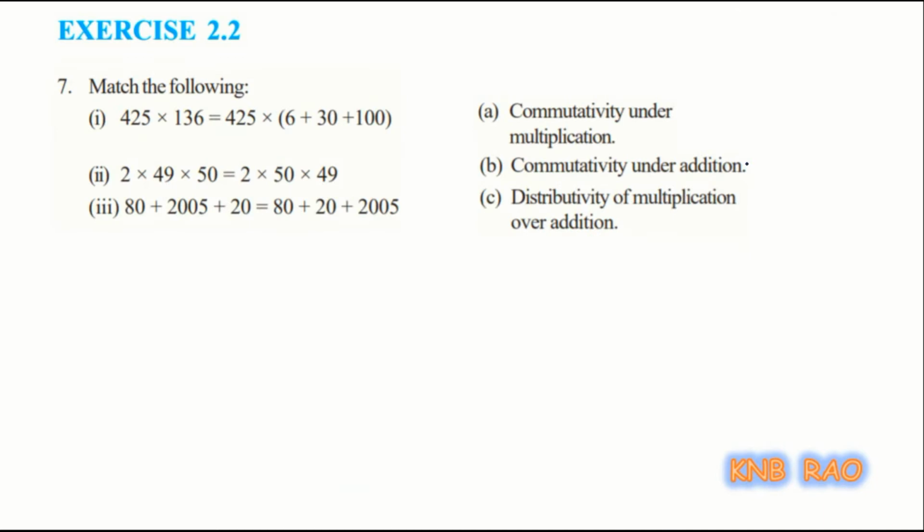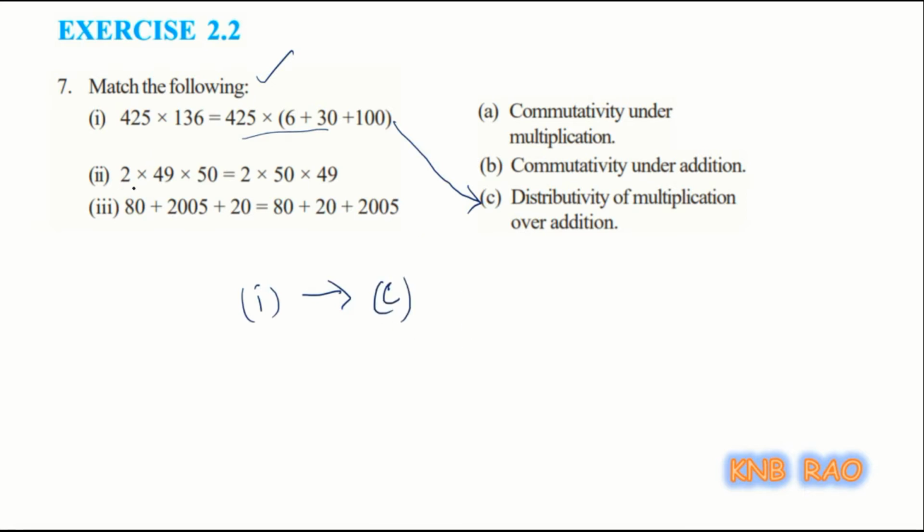Now question number 7. Question number 7 is match the following. Now you have to watch this 1, 2, 3 and match with the ABC appropriately. First one, 425 into 136 can be written as 425 into 6 plus 30 plus 100. This property is called distributivity, multiplication over addition. So 1 matches with the C.